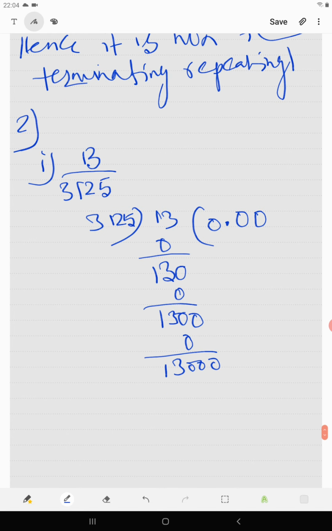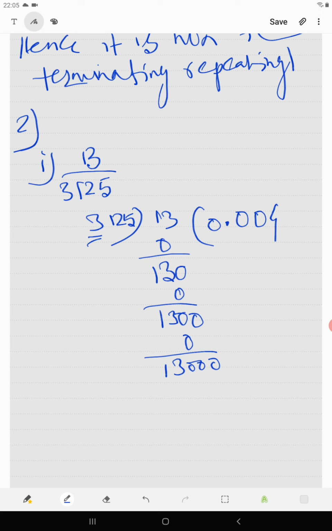So now 3125, what is the nearest multiplication? 3 into 4 is 12. I am talking about this 3. 3125 it is, and we know 3 into 4 is 12. So 3000 into 4 is 12,000. So it will come near about 4 only. If you are going to 5, then 3 into 5 is 15, so 3000 into 5 will be 15,000. That will be more than that. So we will go for 4.